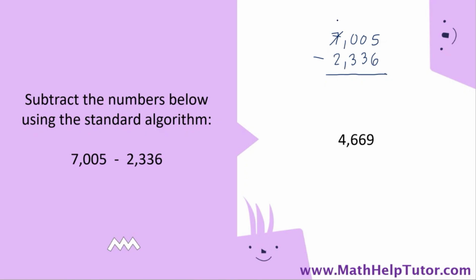We borrow 1. It becomes 6. So we add that 1 to the hundreds place. So 0 becomes now 10. But we need to borrow 1 for the tens place, so 10 becomes 9, and 0 also becomes 10. But we need to borrow 1 for the ones place, so 10 also becomes 9, and 5 becomes 15. So now we can perform the subtraction operation. 15 minus 6 is 9. 9 minus 3 is 6. 9 minus 3, again, is 6 as well. And 6 minus 2 is 4. And there we have the answer, 4,669.